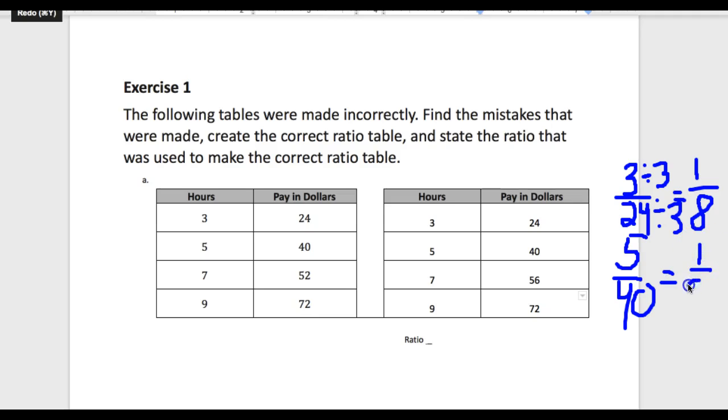So if you do all of them like that, you end up with 1/8. The ratio, if you turn it back into written this way, you could say is 1 to 8. You could also say it's 1 with the word to 8, or you can say it's 1/8. All of that would be correct answers.